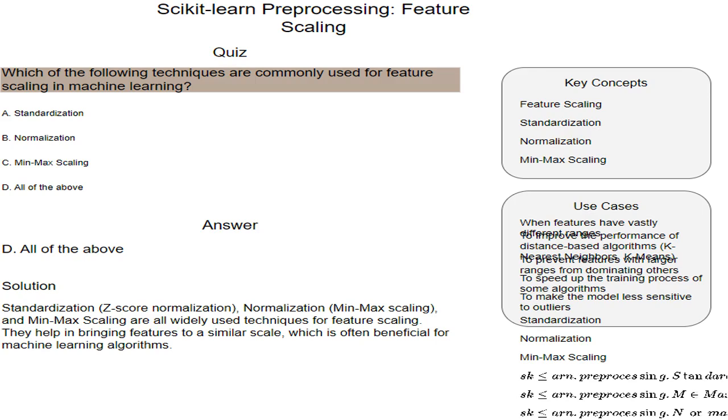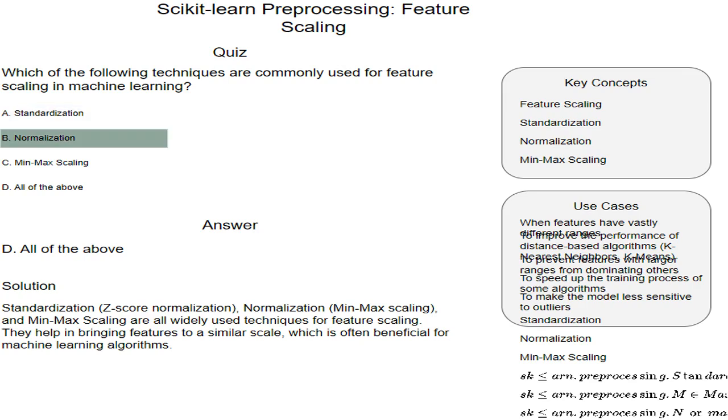Which of the following techniques are commonly used for feature scaling in machine learning? A. Standardization. B. Normalization. C. Min-max scaling. D. All of the above.